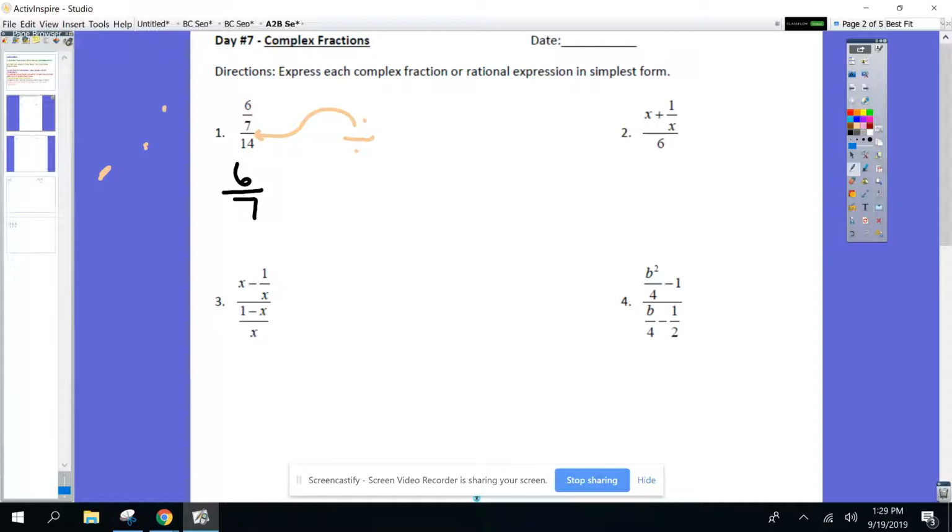What do I do with the division? To what? What do I do with the 14 on the bottom? Flip it. When I do flip it, what's it become? 1 over 14. I do not need a common denominator here. Why? I'm multiplying. I only need common denominators when I add and subtract. I don't need a common denominator.